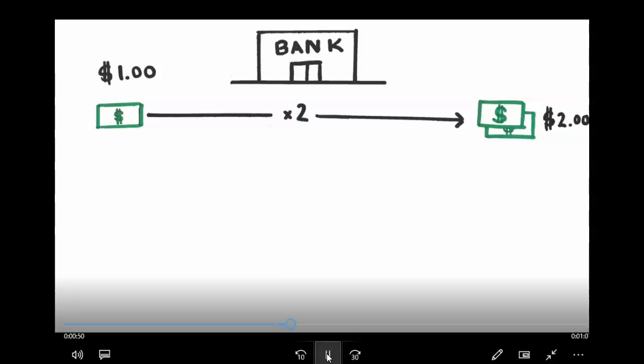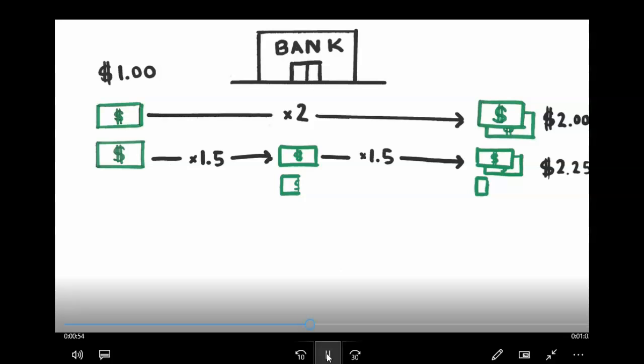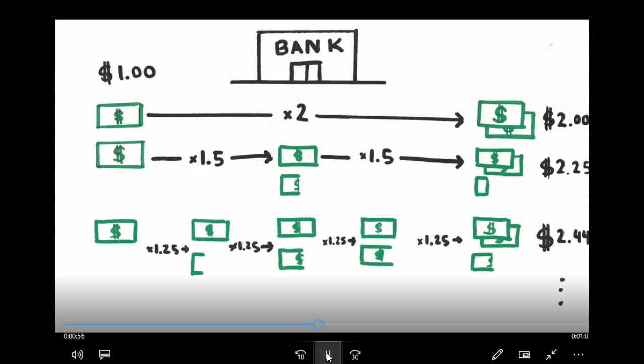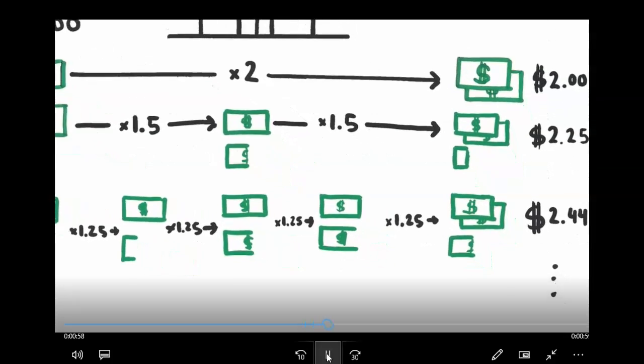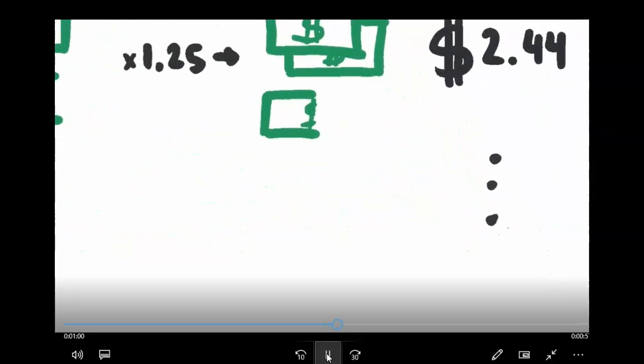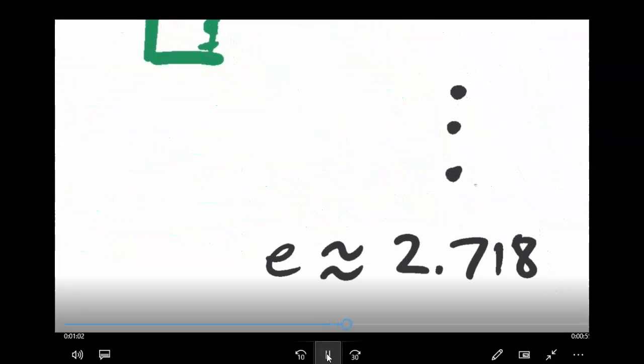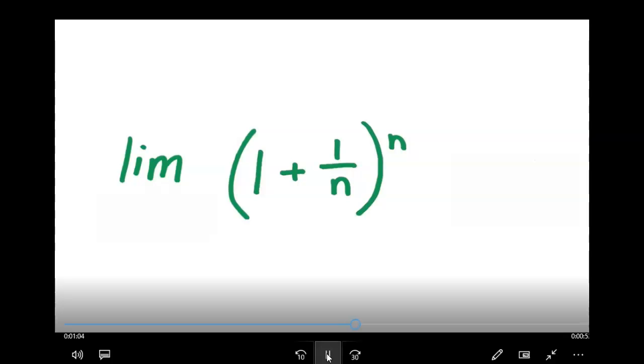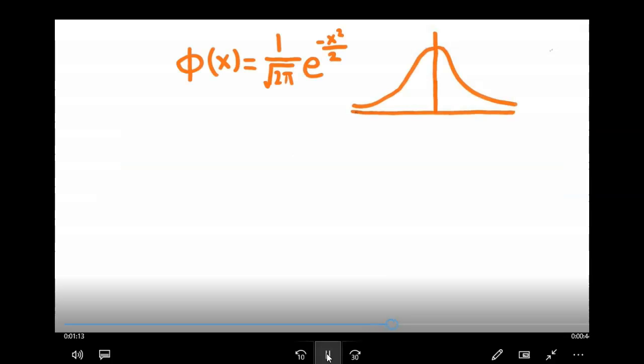end of a year. If it's compounded semi-annually, you'll end up with $2.25. Quarterly, and you'll end up with $2.44. Monthly, $2.61. Weekly, $2.69. See where we're going? If you increase the number of compounding periods a year towards infinity, then you'll get closer and closer to E dollars.